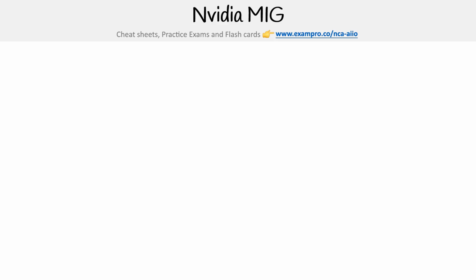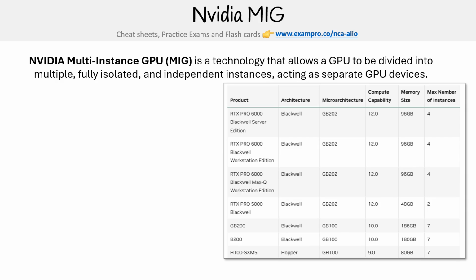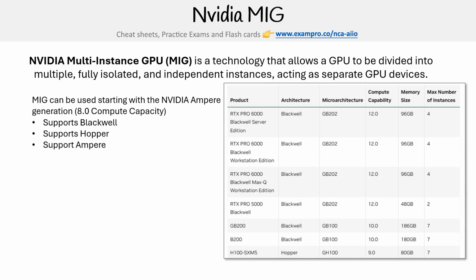We are taking a look at NVIDIA MIG. We've mentioned this a few times, but we'll mention it again. NVIDIA Multi-Instance GPU is a technology that allows a GPU to be divided into multiple fully isolated independent instances acting as separate GPU devices. MIG can be used starting with the NVIDIA Ampere generation, with an 8.0 compute capability. So that's going to support Blackwell, Hopper, and Ampere. You can see over here, based on what product you are utilizing, it's going to tell you the max number of instances that you can split it into. So it's going to vary on each specific piece of hardware you have.